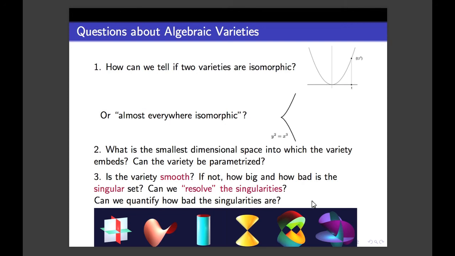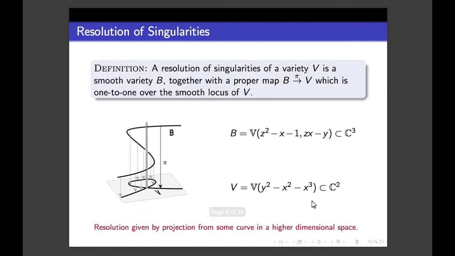A disjoint union of 3 planes, which is a smooth variety. So anyway, these are the questions that I want to ask. How can we tell if it's smooth? Can we get rid of singularities in some natural way? And then can we also quantify how bad the singularities are in some way? So let me tell you more precisely what I mean by a resolution of singularities.